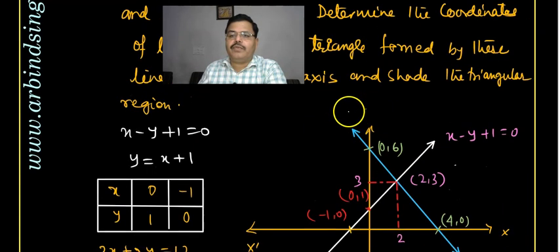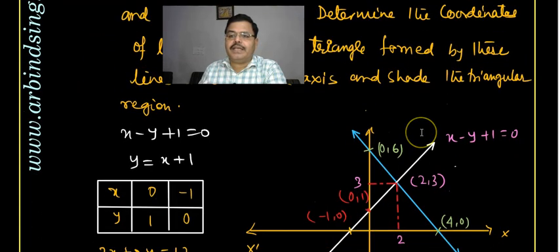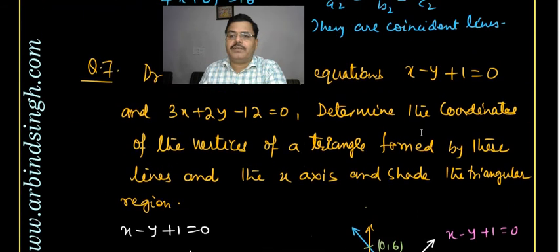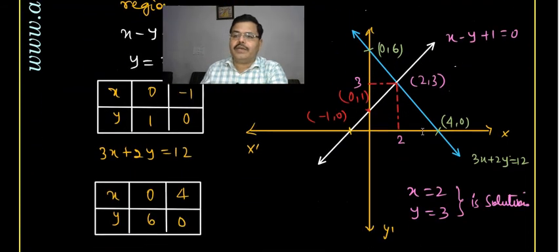So what we need to find out here is the region, and write the vertices of this triangle. So we can write 2, 3 is one of the vertices. So I can mark this as (2, 3), and that will be A, and this will be B, and that will be C. So the vertices are A, B, C. ABC is a triangle, and let me write here B is in the middle, and that is C.